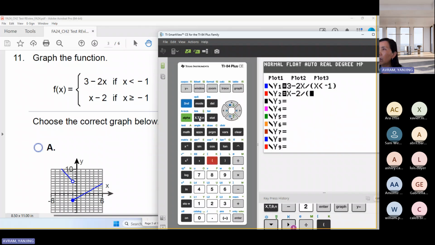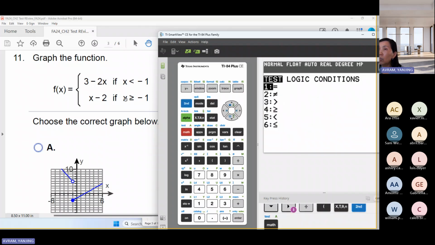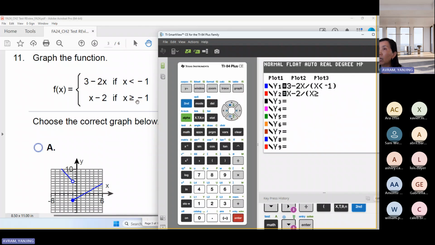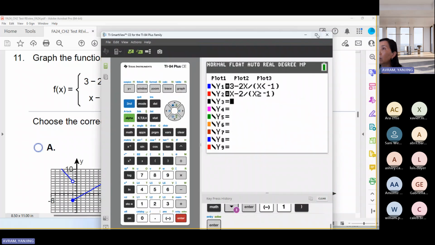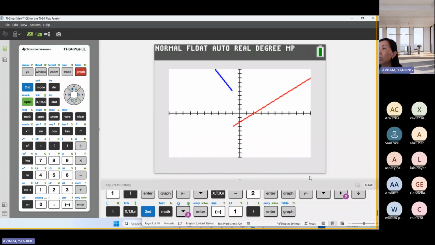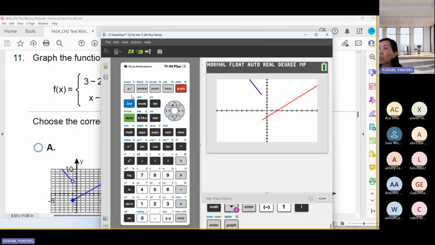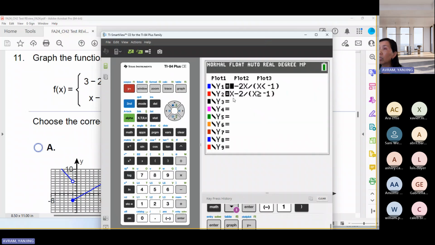Then make sure you specify the x value. So this time it is greater than or equal to -1. Make sure for -1, you use the one with the parenthesis. Then when I hit enter and graph, you will get exactly the same graph as we did on paper. So you just need to use parentheses and put a specific condition in here.